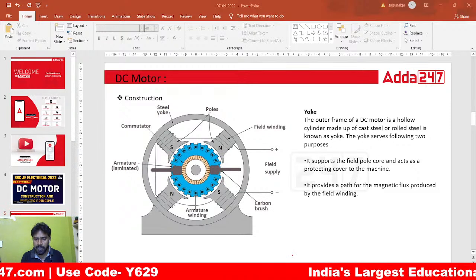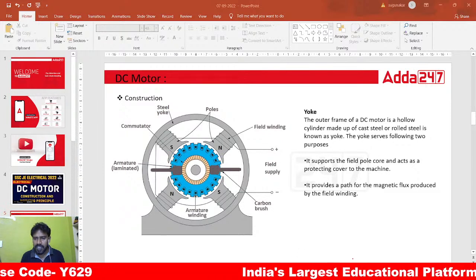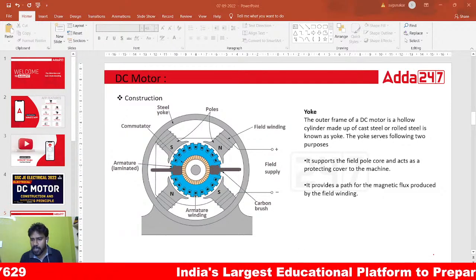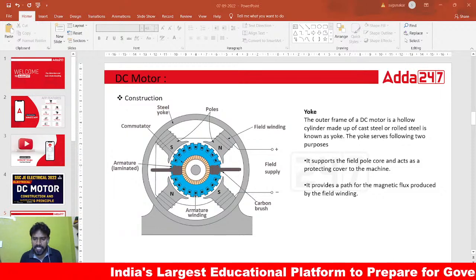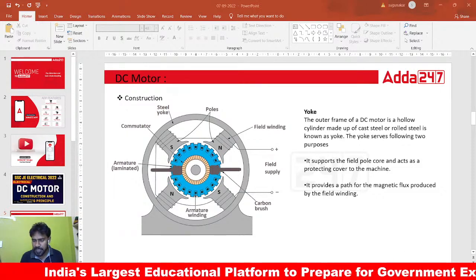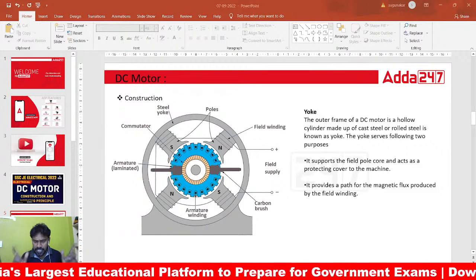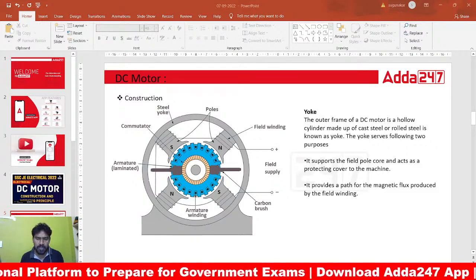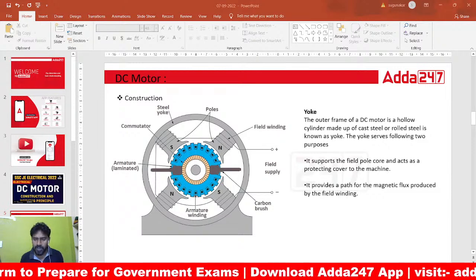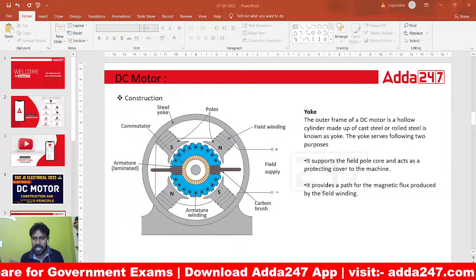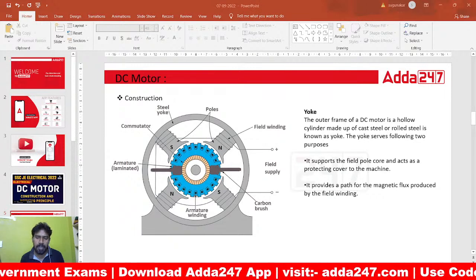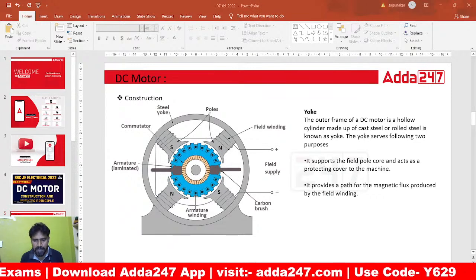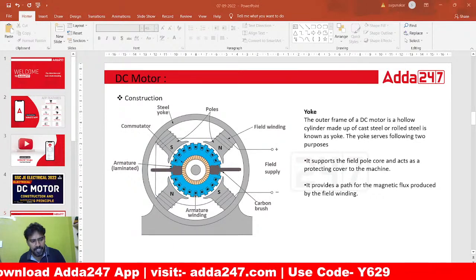So for a lap winding, the number of poles is equal to the number of parallel paths. A is the number of parallel paths, P is the number of poles. So you can give a direct answer. Sometimes they will give some data and ask, for a lap winding, how many parallel paths are there?